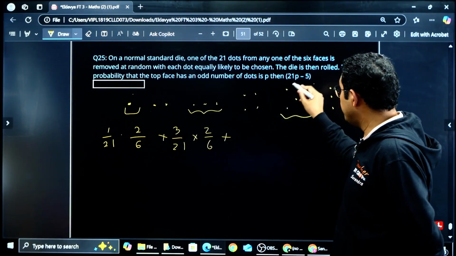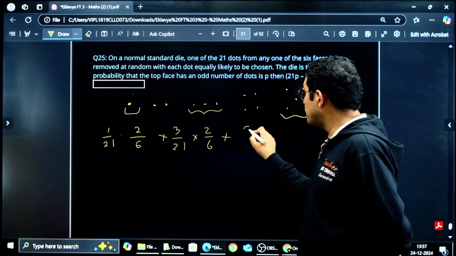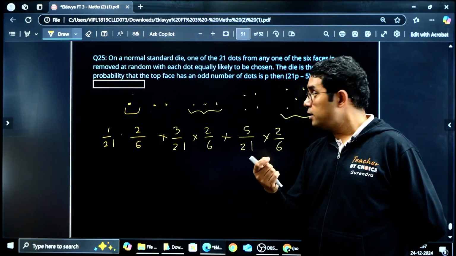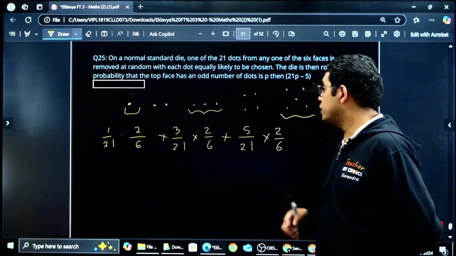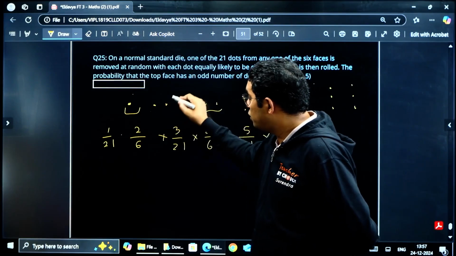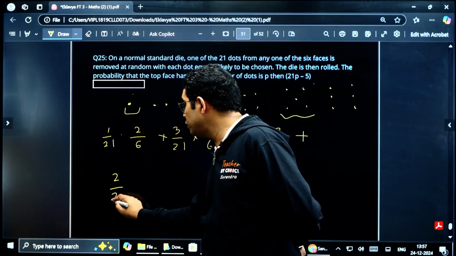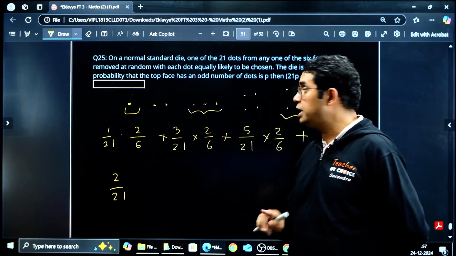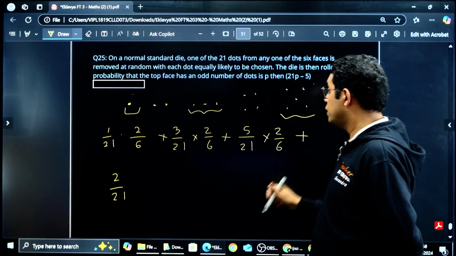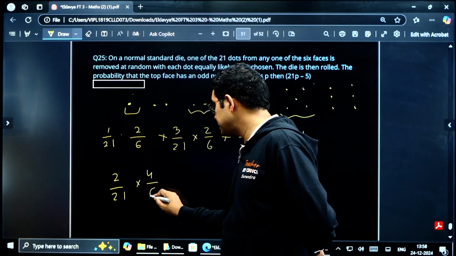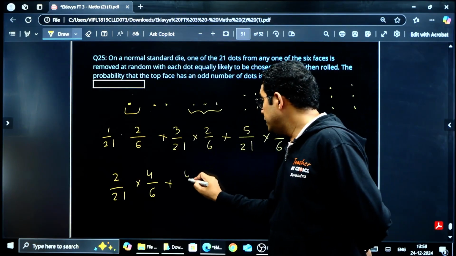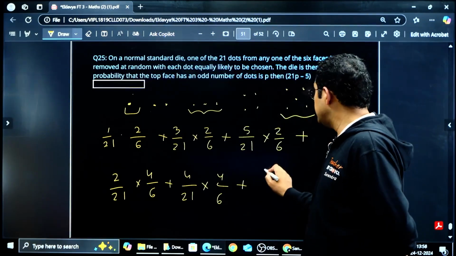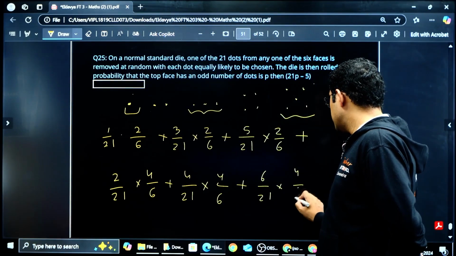The same will be the case if one of the dots is chosen from these 5 dots, whose probability would be 5 upon 21, and again the probability will be 2 upon 6 for the face having odd dots on it. But if you choose dots from this face having 2 dots, its probability will be 2 upon 21. In that case, if 1 dot is taken from here, this will also have 1 dot. So faces with an odd number of dots would be 1, 2, 3, 4. So here the probability will be 4 upon 6. Similarly, if you take 1 dot from here, its probability would be 4 upon 21, and then we have 4 faces with an odd number of dots. Similarly, 6 upon 21 into 4 upon 6. So that will be the probability.